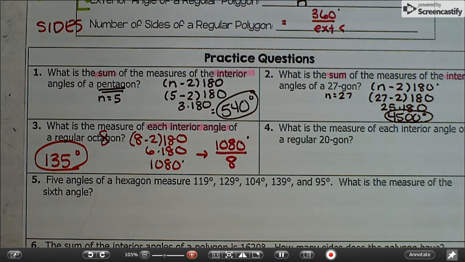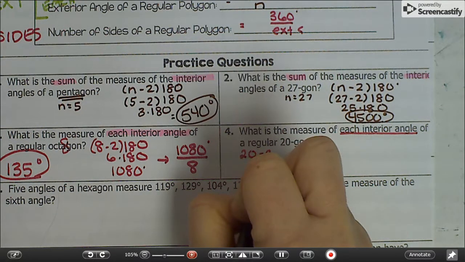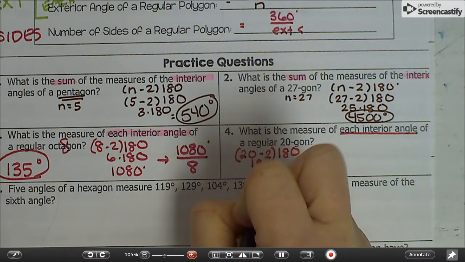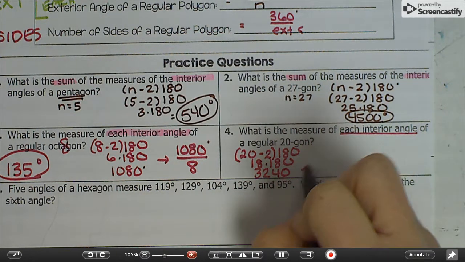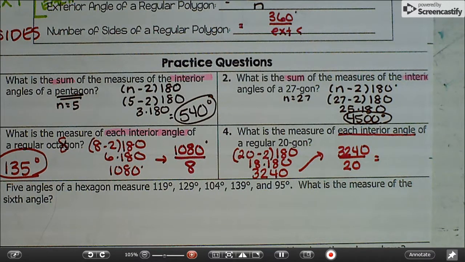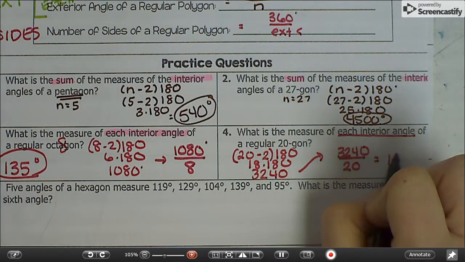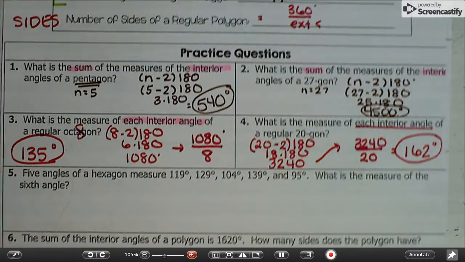All right, go ahead and do number 4. Pause the video. So each interior angle of a regular 20-gon, regular means all sides and angles are congruent, has 162 degrees. All right, so let's put this into a little more practice.